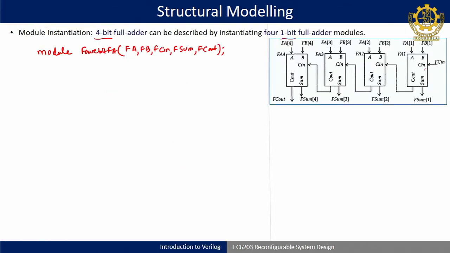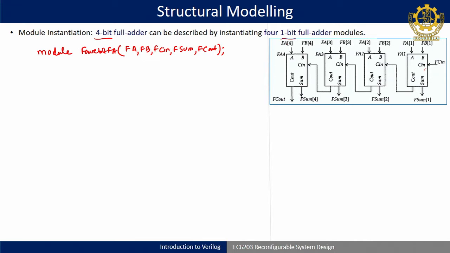Now this FA is FA1, FA2, FA3, FA4, similarly FB1, FB2, FB3, FB4. That's why I have taken FA, FB, FC in, F sum, FC out, but till now we have not declared any vectors, so we will declare them. We will do that in the declaration portion, where we can declare input and output.